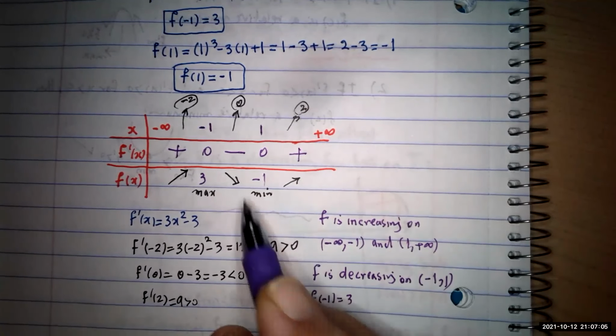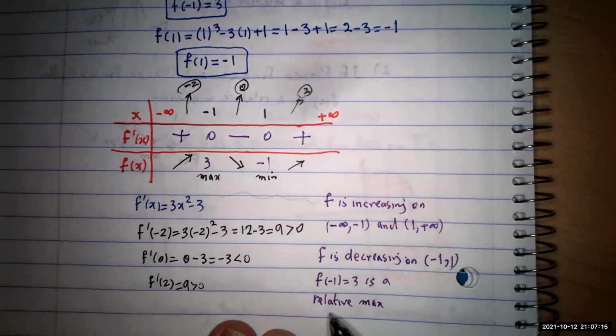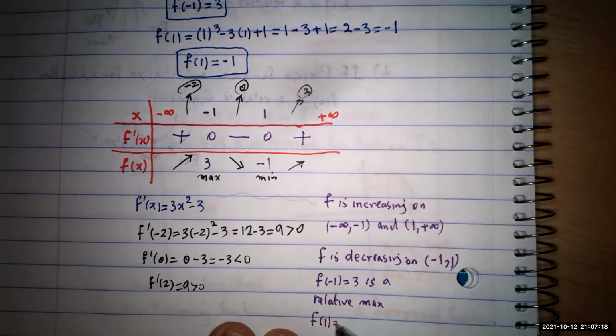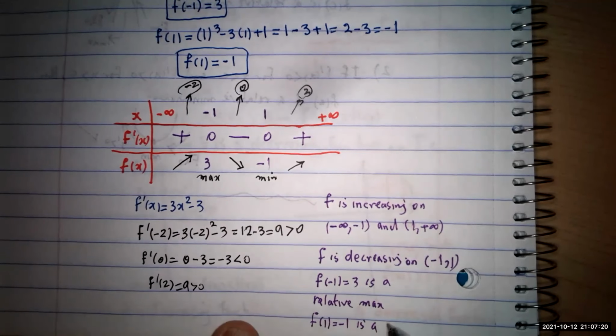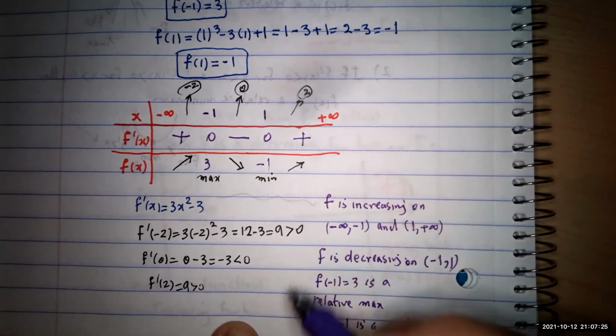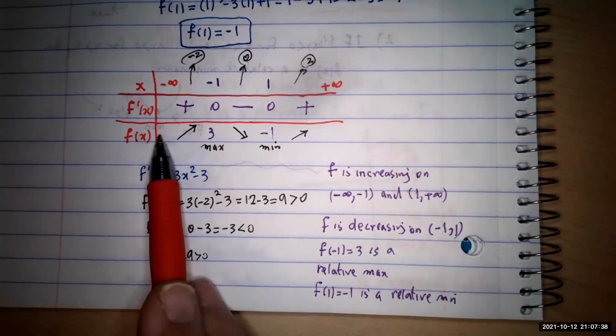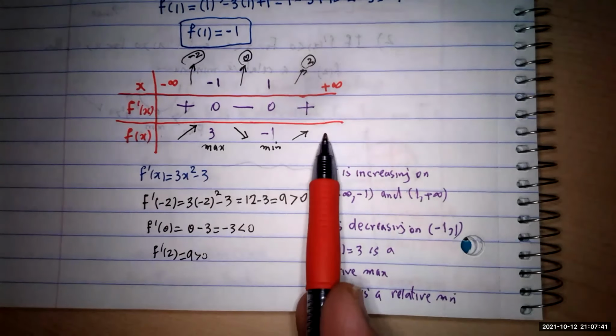F of negative 1 equal to 3 is a relative maximum. F of 1 equal to negative 1 is a relative minimum. You see, these are the report of your table. But if you give me this table, everything is nicely done. Later on, I will tell you how we find these two numbers here.